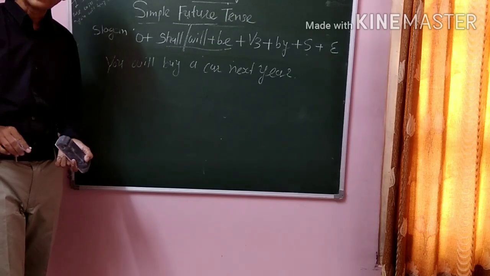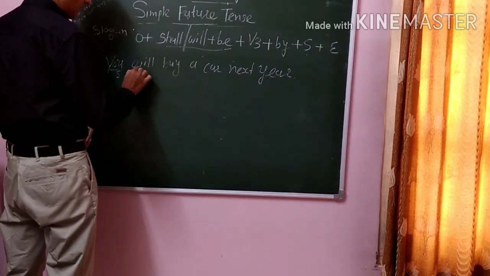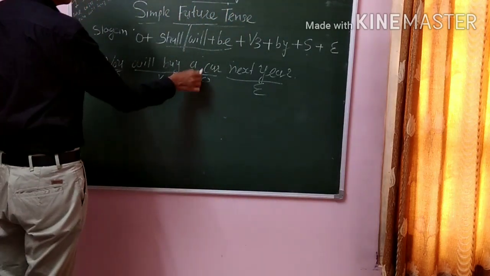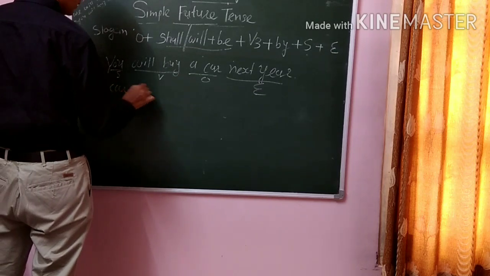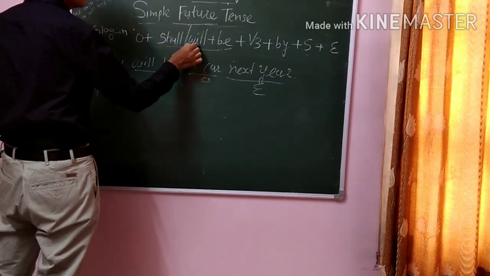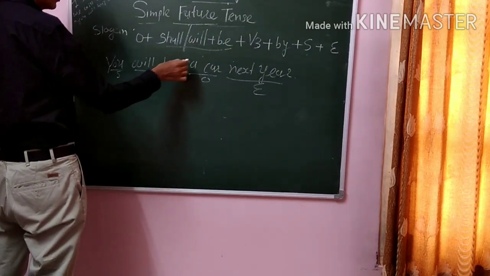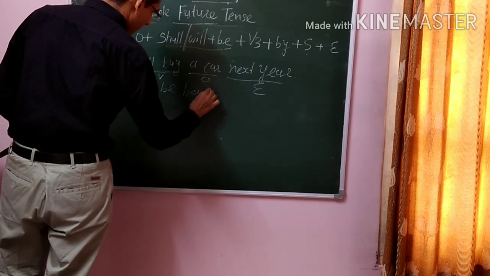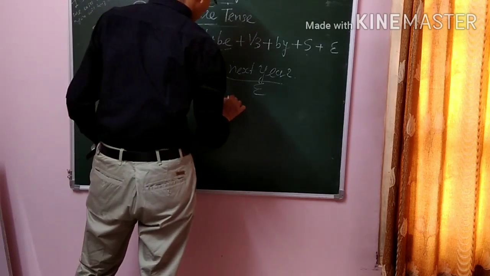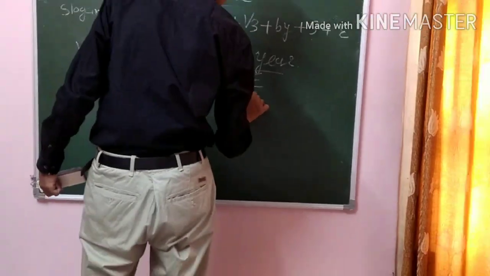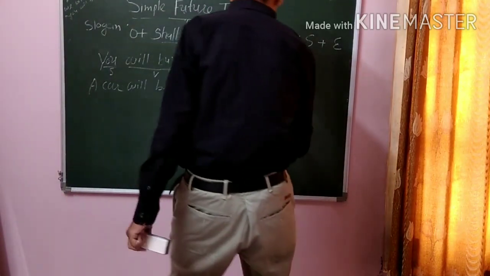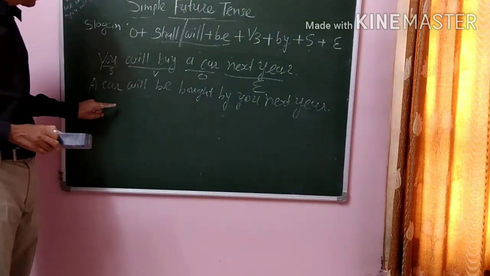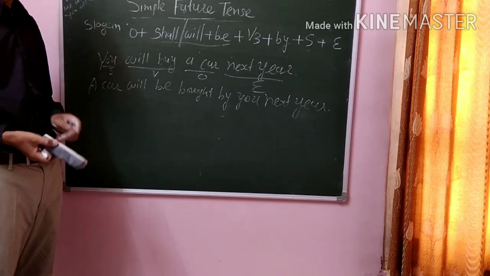You will buy a car next year. Here you is the subject, will buy is the verb, a car is the object, and next year is the extra word. First here we will put the object, a car, then will buy. So instead of will buy, we will use will be bought. Buy's third form is bought. Will be bought. Then by. Then you remain as it is. You. And the other extra word, next year. So the answer is: a car will be bought by you next year.